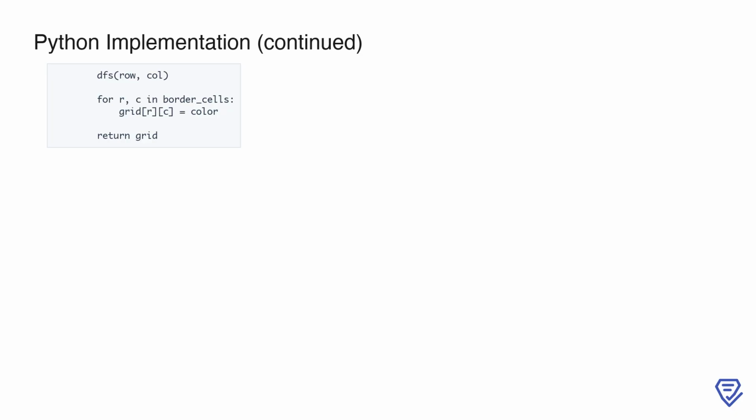Finally, the method returns the updated grid, completing the task of coloring the border of the connected region while leaving the interior cells unchanged. This implementation ensures that we only traverse the necessary cells and efficiently modify the grid as required.